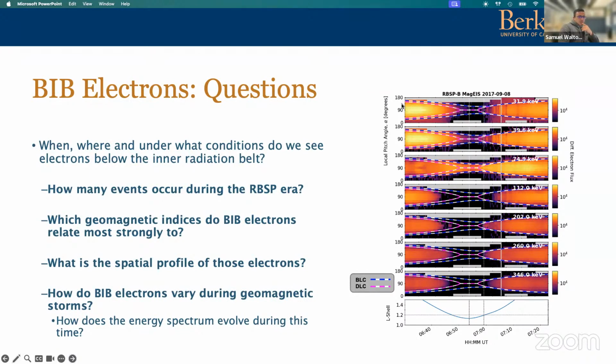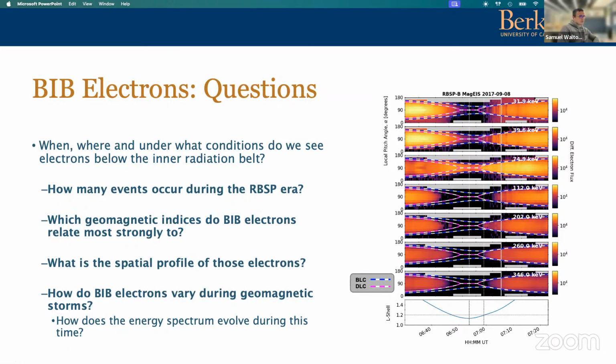And you might have also noticed these dashed lines here, the outer blue line being the bounce loss cone, the inner one being the drift loss cone. These electrons could potentially be getting lost to the atmosphere as well. So these are the kind of events we want to look at.